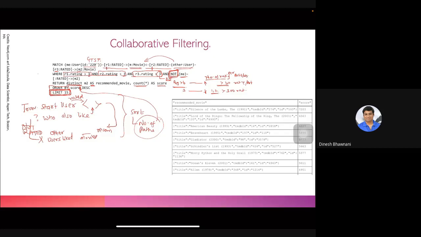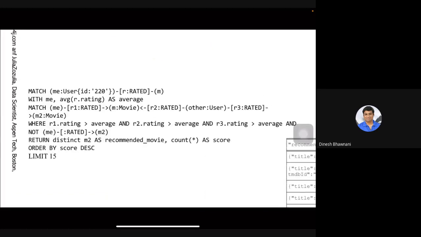See, earlier I told you about normalization. You remember? I had mentioned normalization. There is an equation and you're taking averages. So that same average you can use here. Rather than hard coding that 3, why not go with the average? So that is why here you will see average, not number.